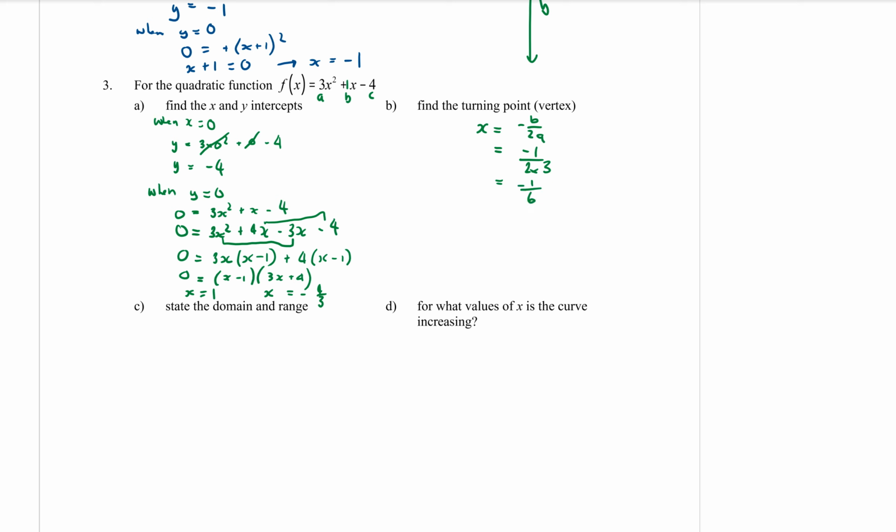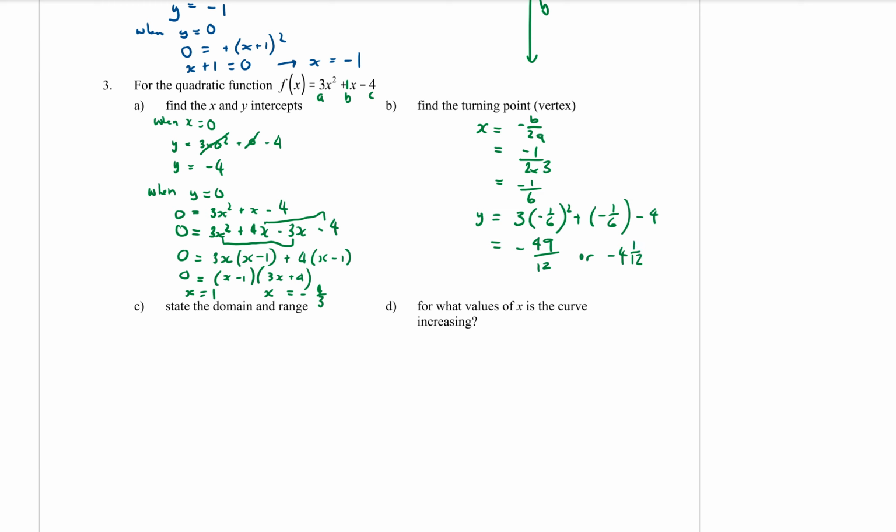Okay, so I've found my x value. A turning point is not just an x value. You need to find the y value as well. So I sub that into my original function over here. Y is going to equal 3, I'm subbing in negative 1/6 for the x. So negative 1/6 squared plus negative 1/6 and minus 4. You're welcome to do that in your head or use your calculator. So minus 49 over 12, or as a mixed numeral, that's minus 4 and 1/12.